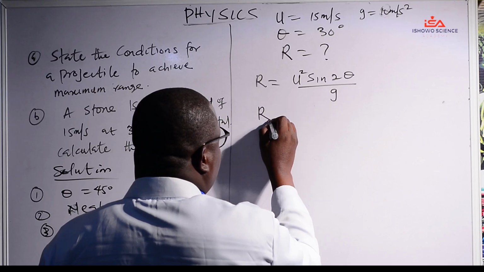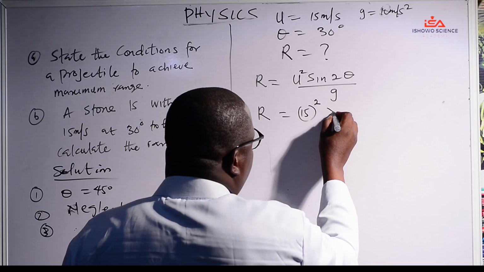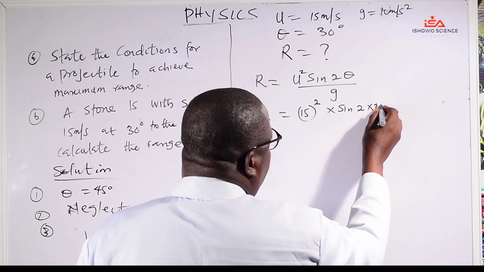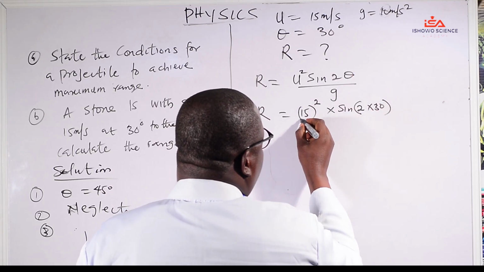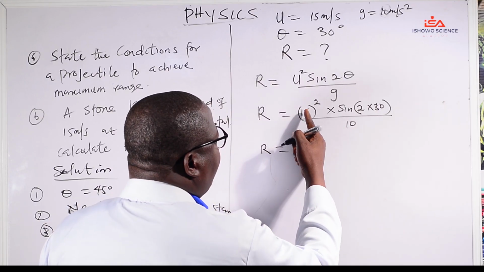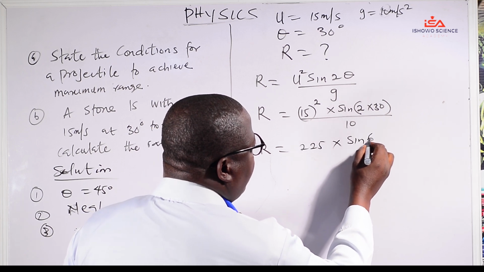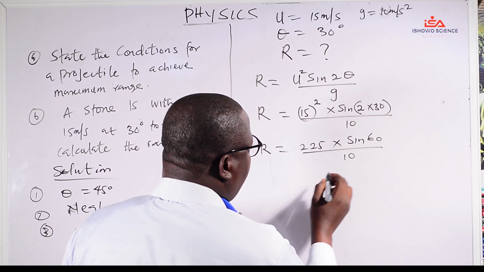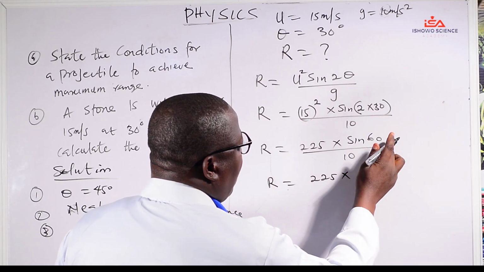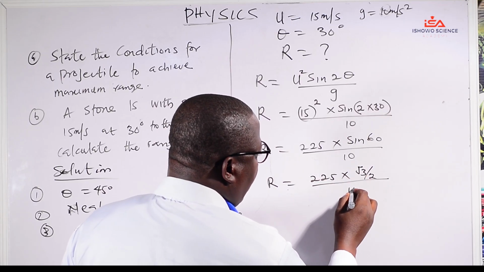And from here, R equals, what is our U in this case? 15 squared multiplied by sine 2 multiplied by 30, now our theta is 30, divided by 10. So 15 squared is 225, multiplied by sine 60, divided by 10. So our R equals 225 multiplied by sine 60, which is root 3 over 2, all divided by 10.